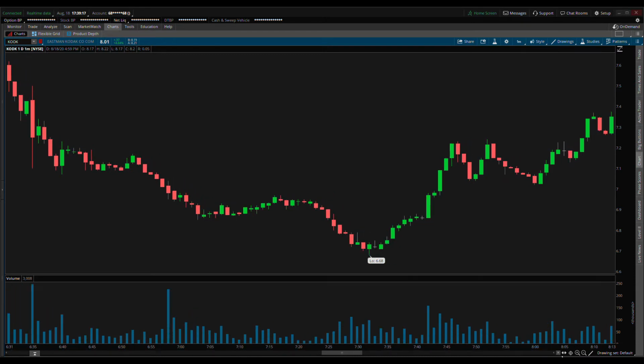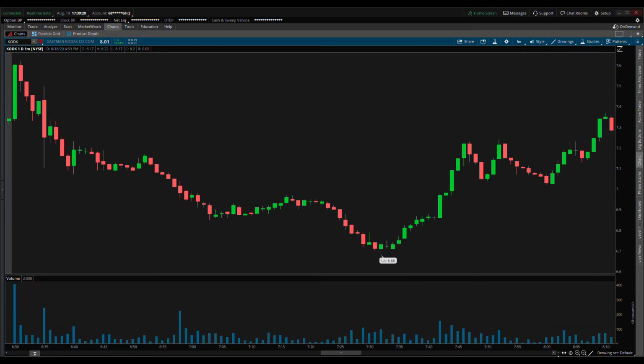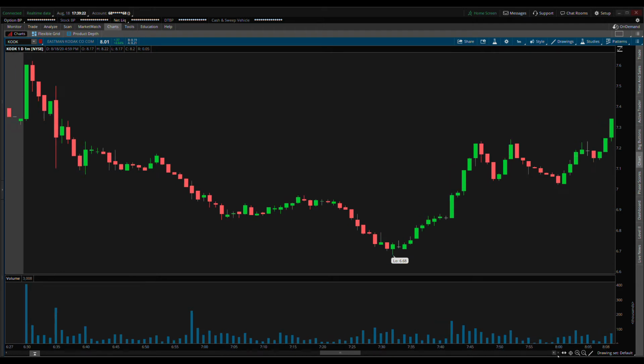We're going to go over what a bull flag is, right here, and how to trade it, more importantly. So let's start off right here on the 1 minute. As we can see, Kodak was selling off, but now Kodak's starting to pick up. So we're going to look to maybe get in at a good entry.